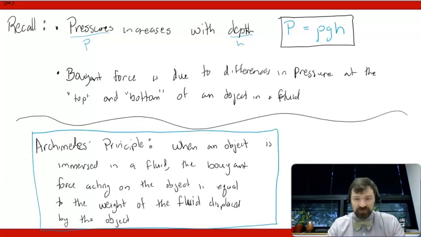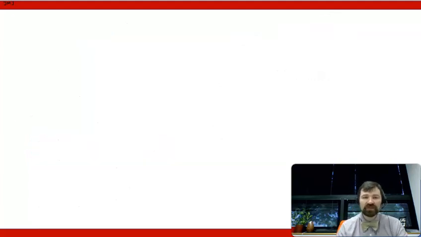Archimedes' principle itself states that when an object is immersed in a fluid, the buoyant force acting on the object is equal to the weight of the fluid displaced by the object. Immersed can be partially submerged or totally submerged. Basically, when you place an object into a fluid, the object displaces some amount of that fluid. That amount of fluid has some weight. That weight is equal to the buoyant force that the rest of the fluid applies to the object.